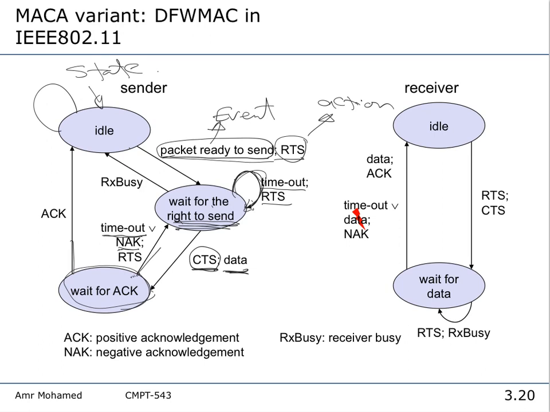Whether there was an error in the data or a timeout, for me it is the same thing. This means that the data that I sent did not arrive. So in which case, you have to go back to the wait for RTS state, which will allow you to go through this again, which means that you send the data one more time.